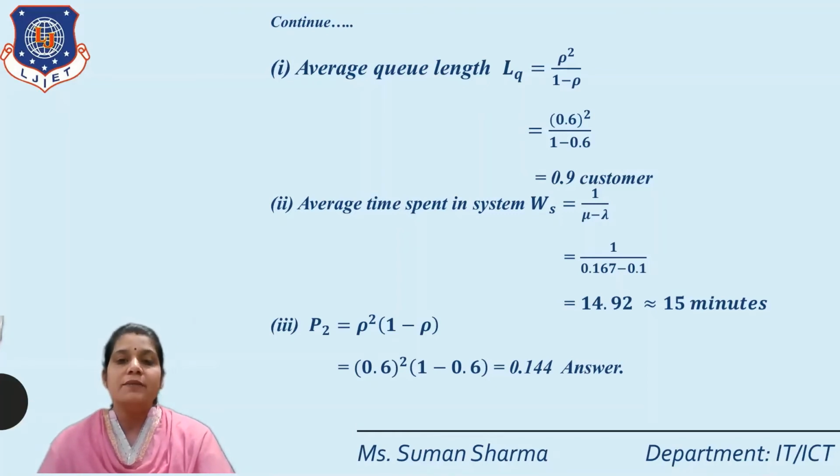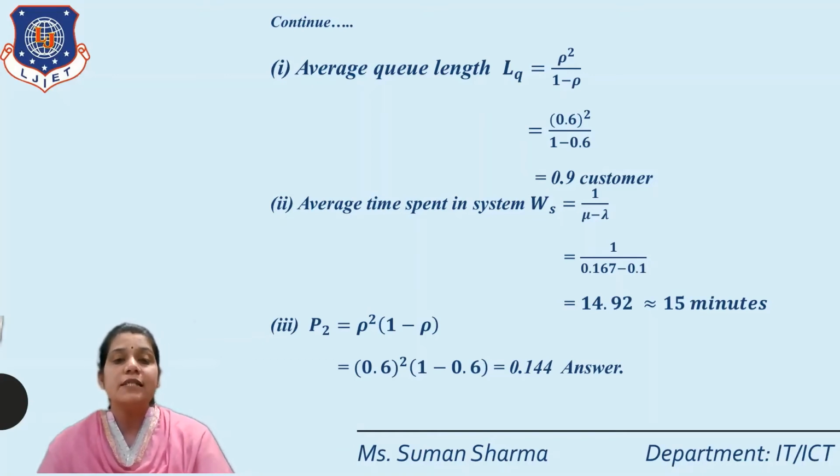Next one is the average time spent in system. That means we write here Ws. In every question you should read carefully: we find the average number of customers in the system, or the total time spent in the system. So always write clearly Ls, Lq, Ws or Wq.